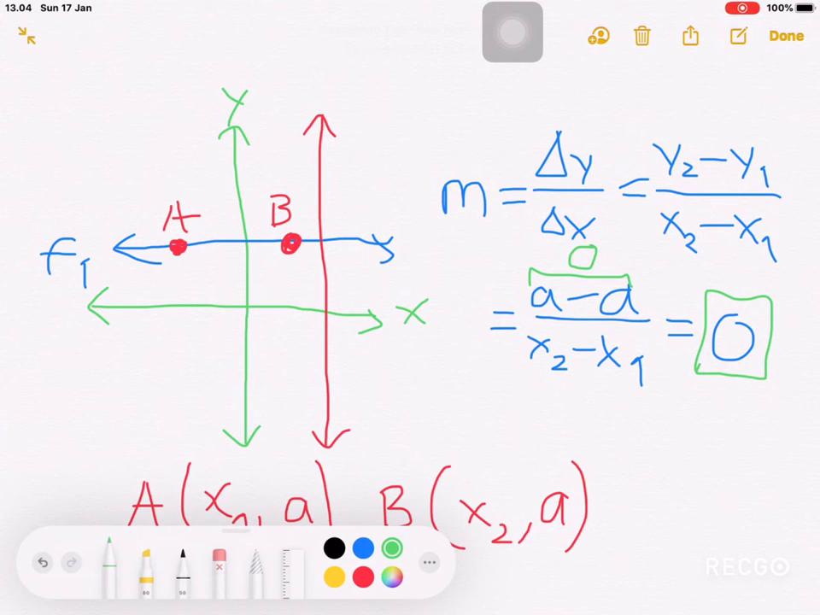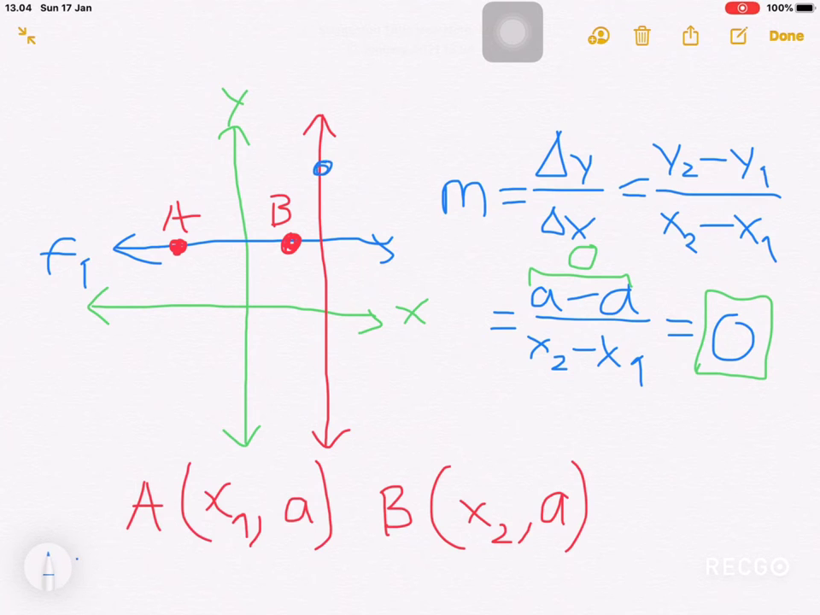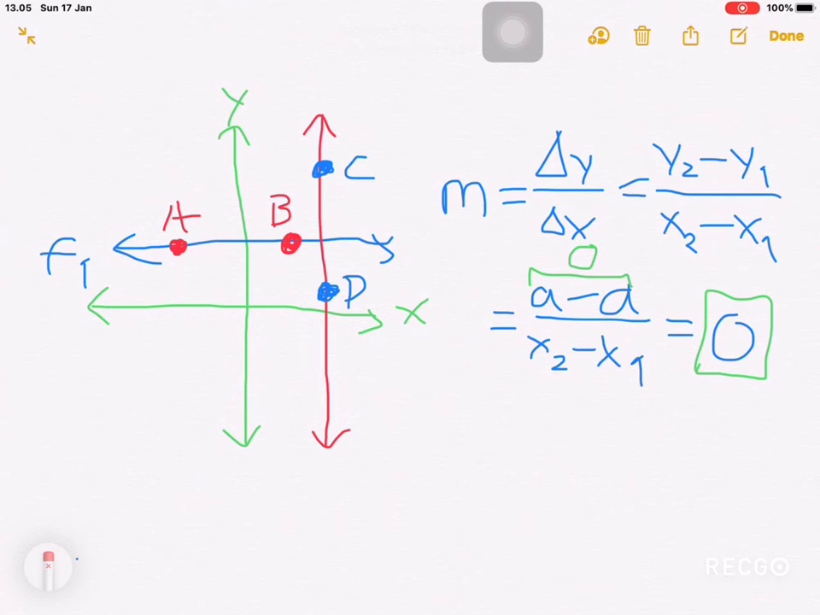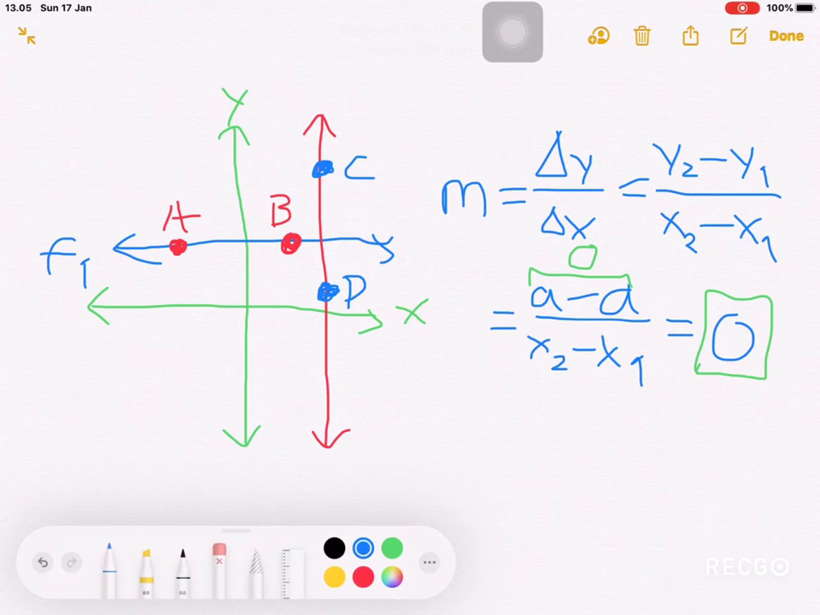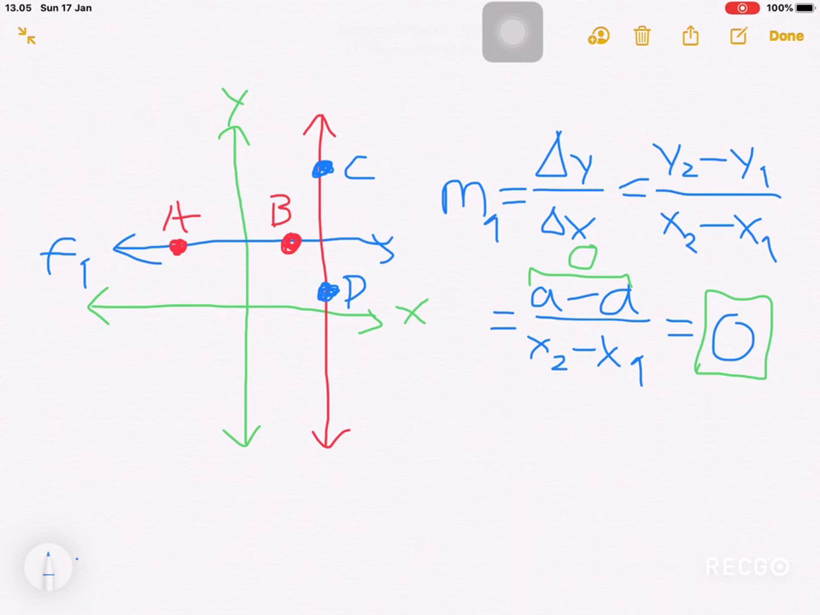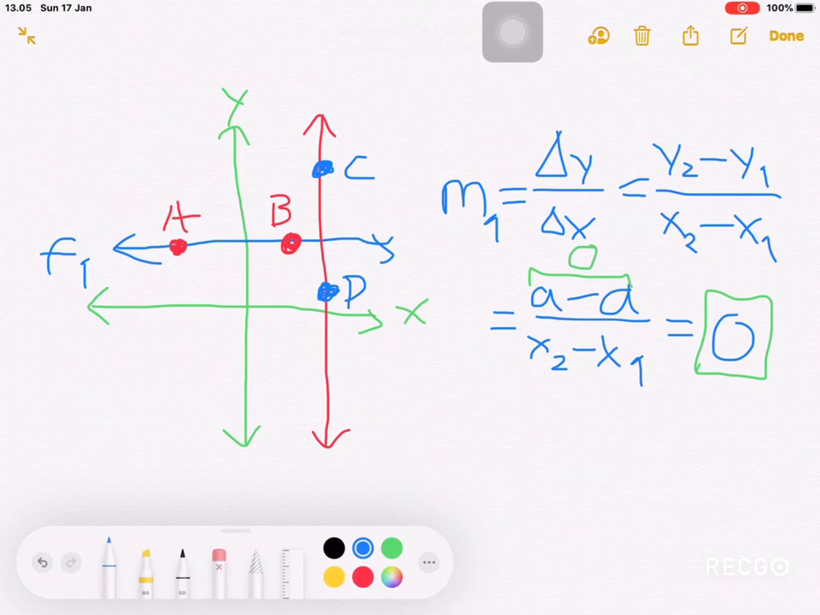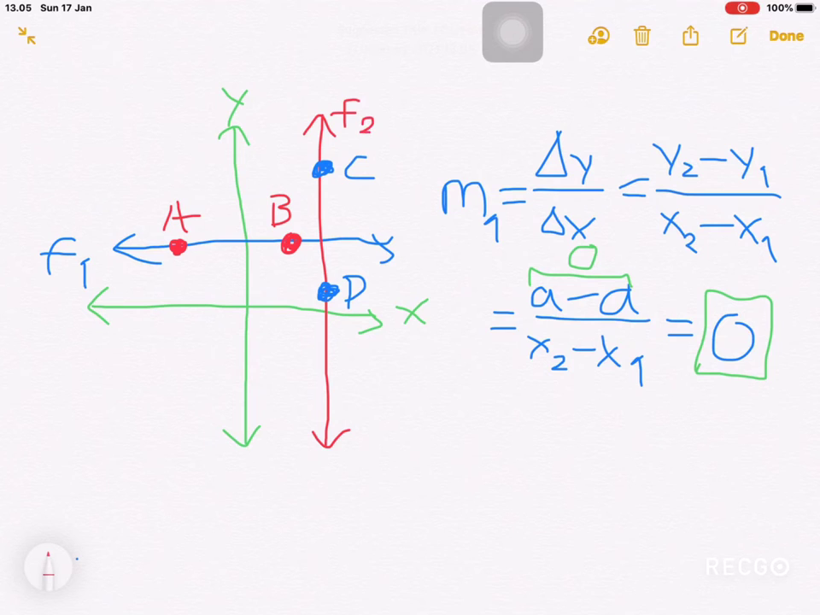Next we're going to find the slope of the vertical line. We can just do the same thing right here. We're going to have two points, which we'll call point C and point D. I'll erase my writing right here. Since I don't want you guys to be confused, I'll call this M1, which is the slope for the line of F1. And likewise, we're going to call this F2.